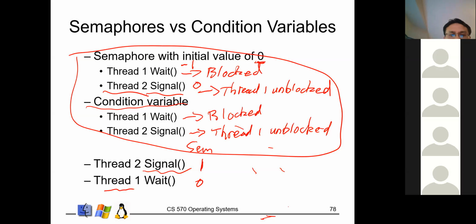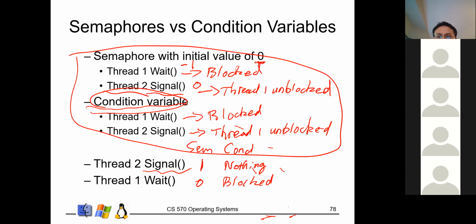But in the condition variable case, what's going to happen? If thread 2 calls signal with the condition variable, nothing will happen, because even though you call signal, there is nothing waiting on the queue, right? So this signal call will result in nothing. But if you then call wait on thread 1, it will make thread 1 blocked, right?